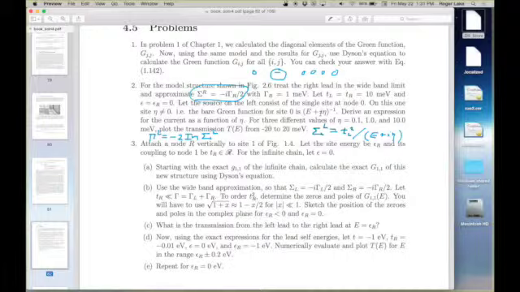So the Green function is the same as it always is. E, I'll write out epsilon, but epsilon is 0. E minus epsilon minus sigma L minus sigma R, inverse. That's what it always is, right? That's your Green function for the device.